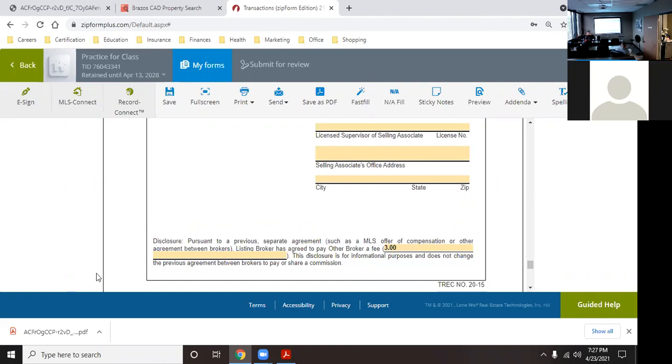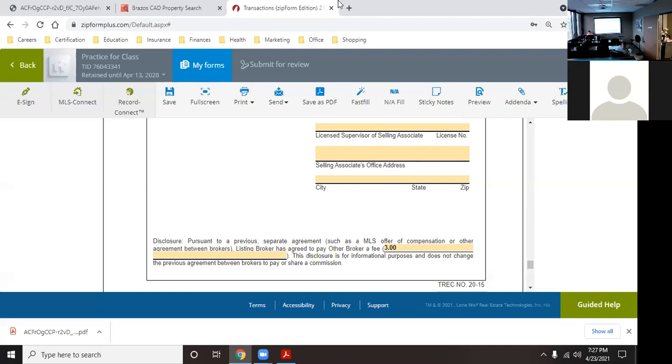Now, what this does say is that pursuant to a previous separate agreement, such as an MLS offer of compensation or other agreement between brokers, if the brokerages have already had an agreement, they will pay each other this much, that will supersede whatever I throw in this blank.